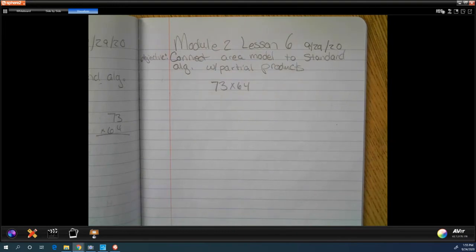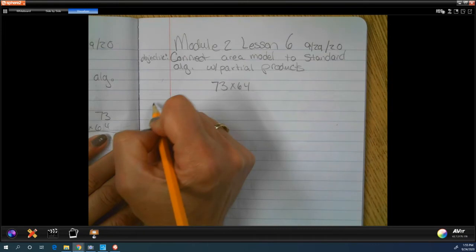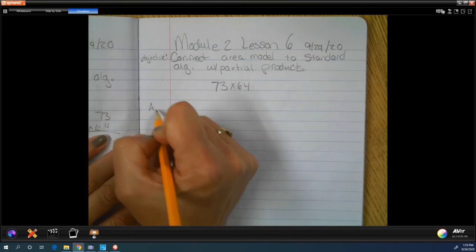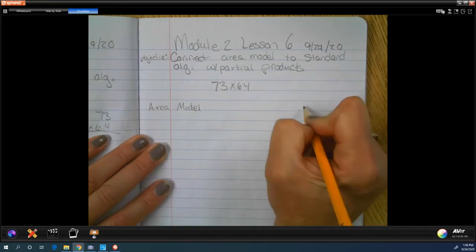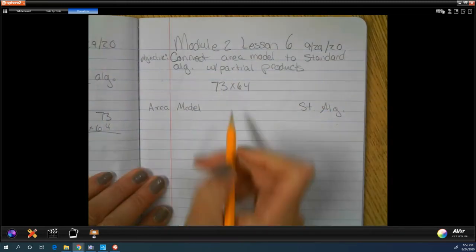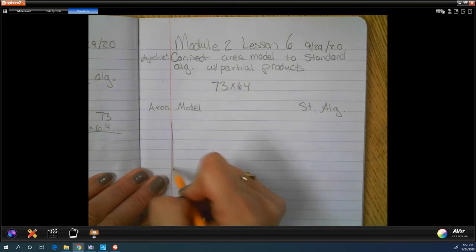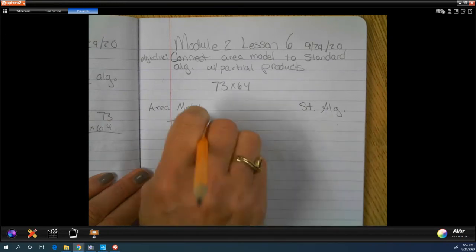And as long as you took good and careful notes on multi-digit multiplication, this shouldn't be too much of a challenge. There's two different ways that we're going to solve these. We're going to solve with an area model, and then we're going to solve with a standard algorithm. Okay, so when you're doing an area model, we know basically there's always a box, right? Every time you're drawing a box.